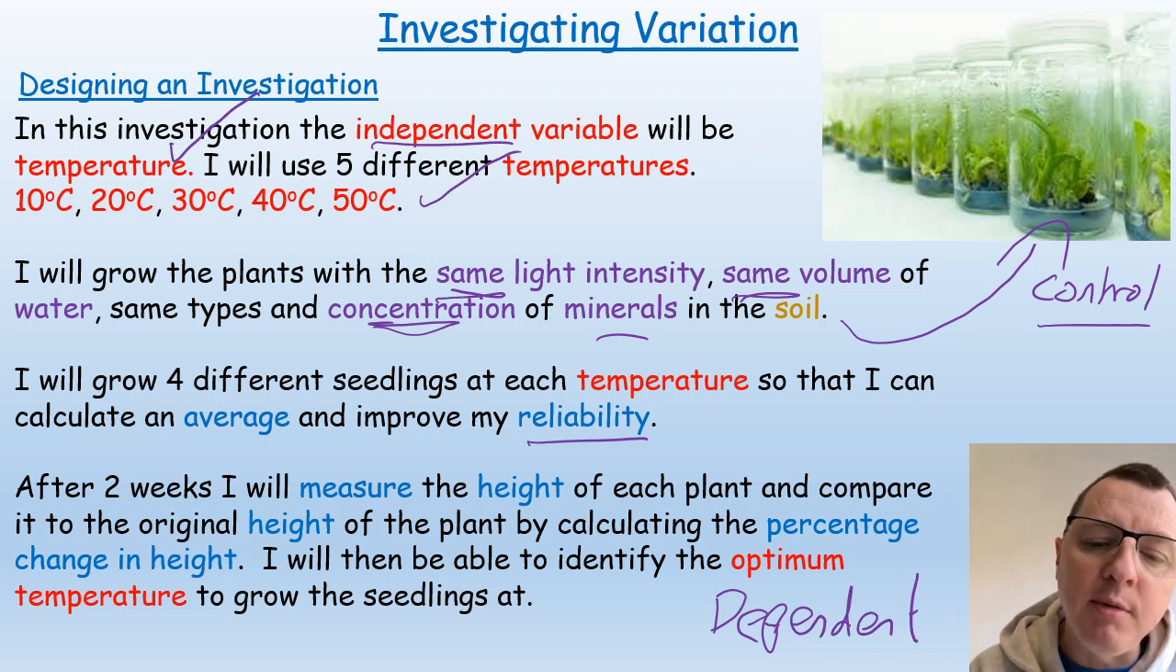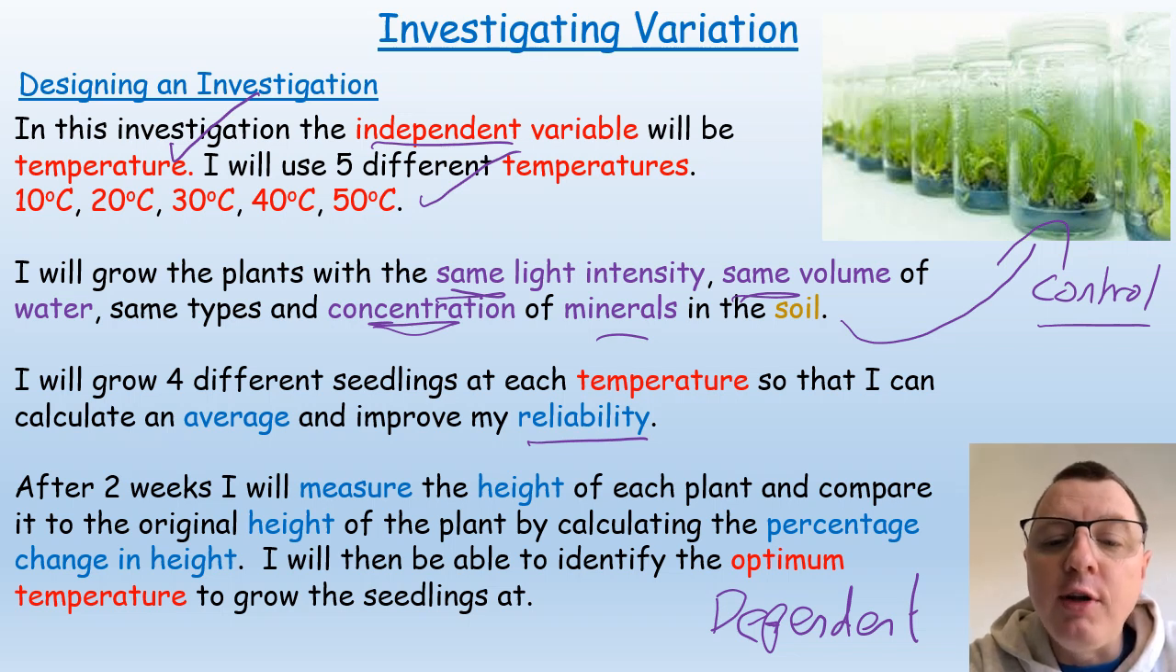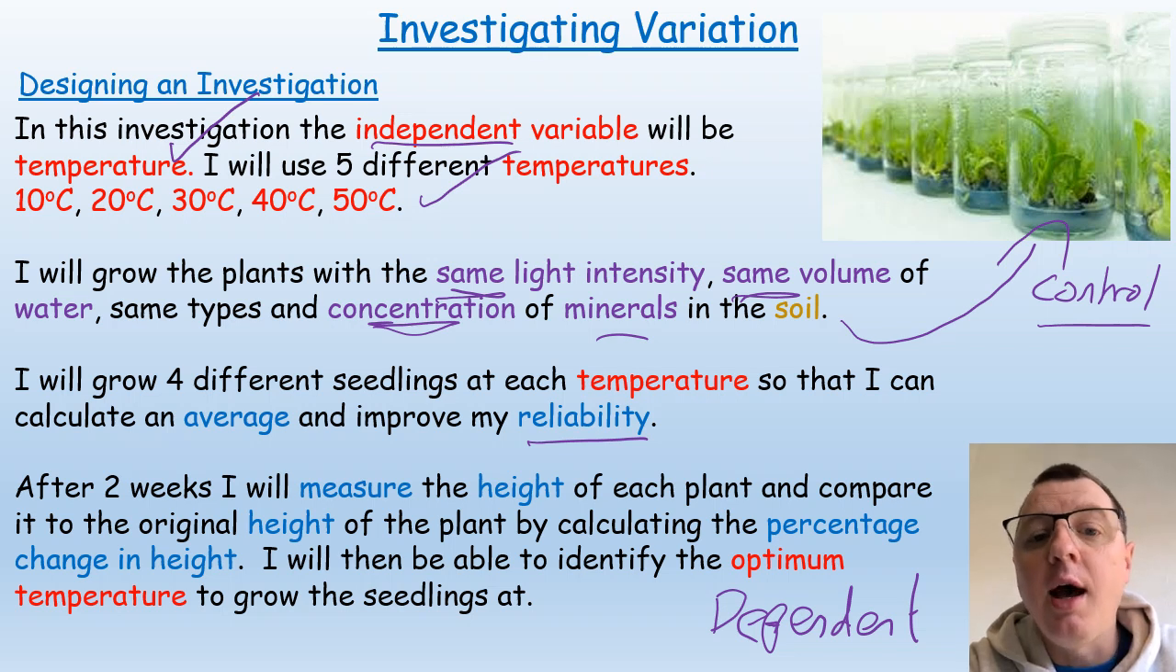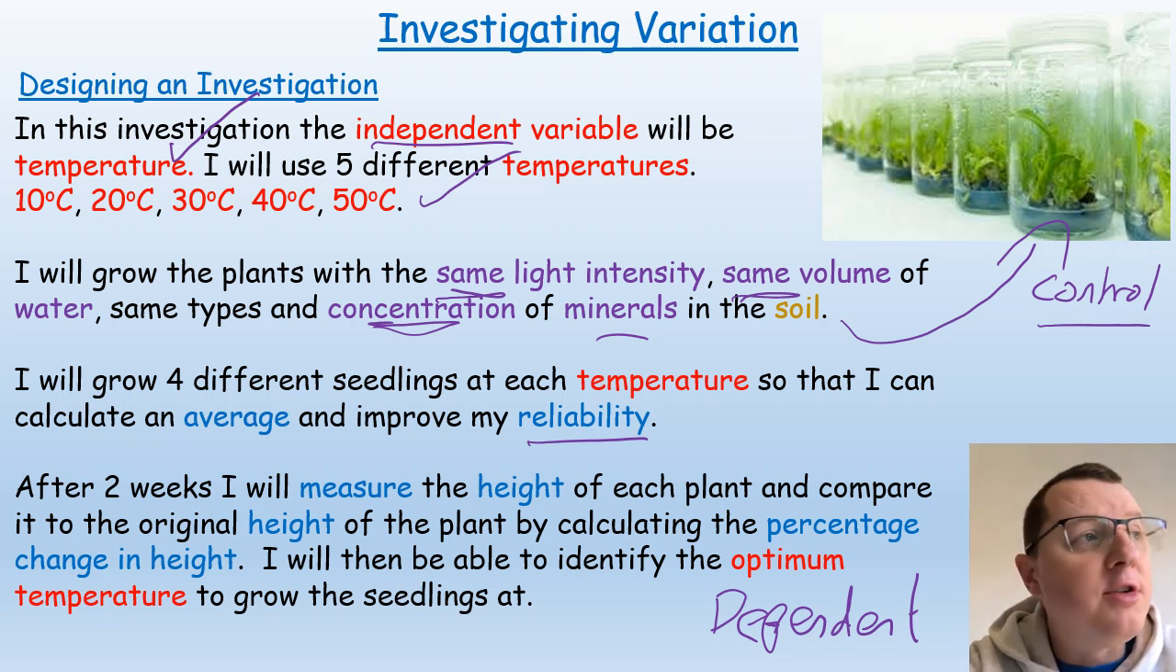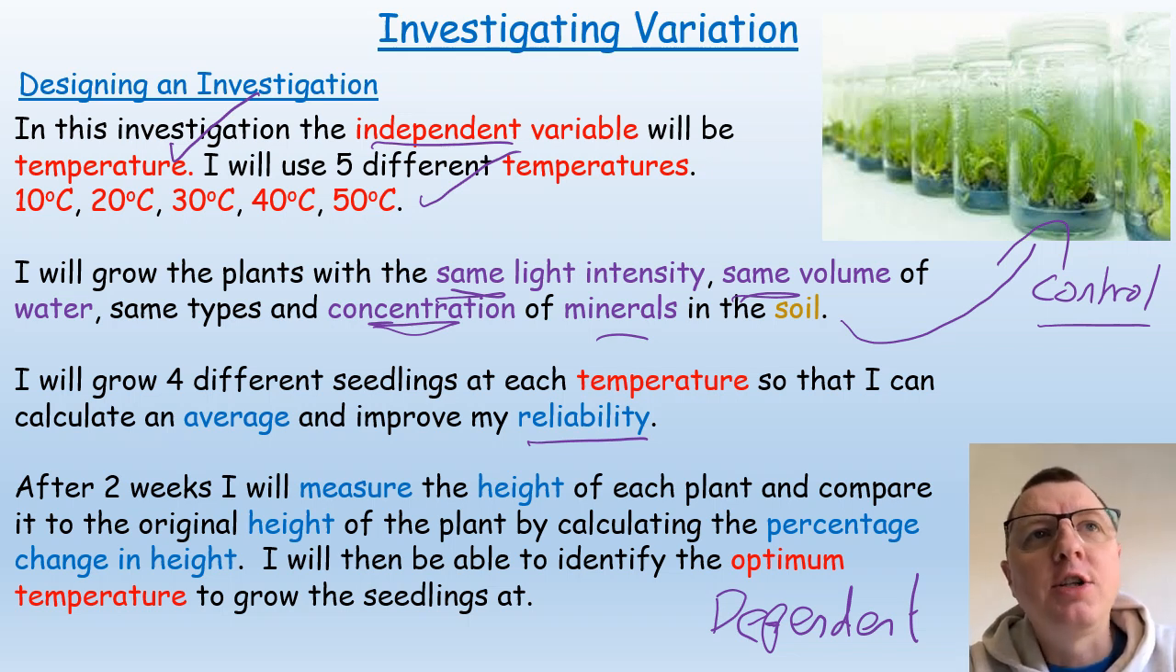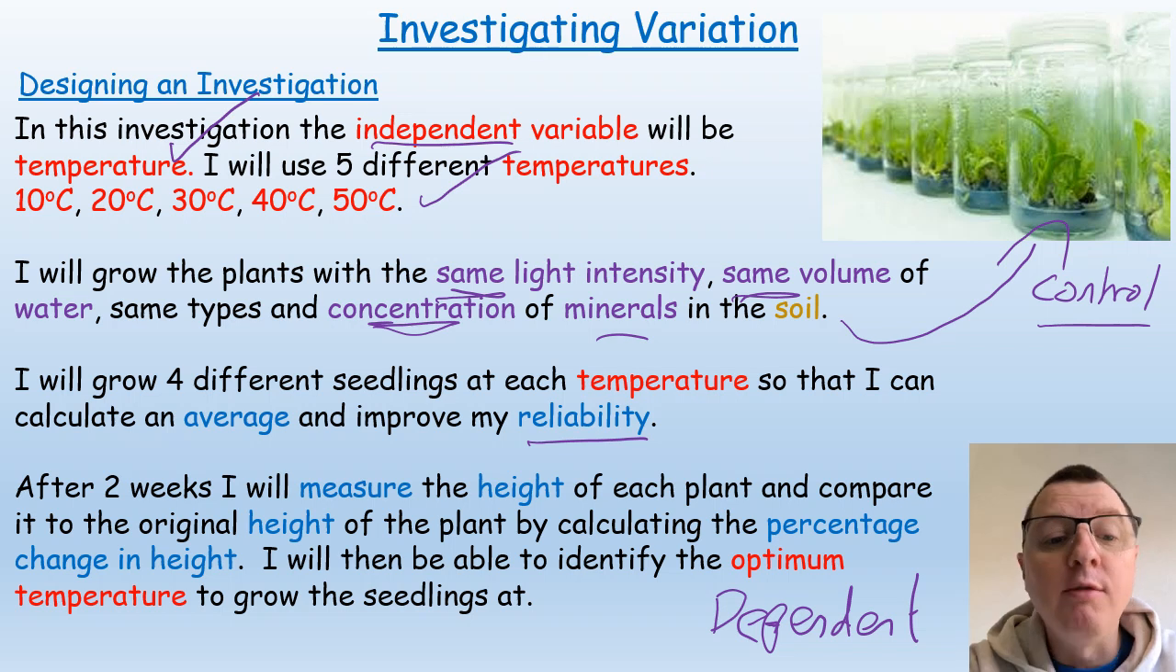The dependent variable. After 2 weeks, I will measure the height of each plant and compare it to the original height of the plant by calculating a percentage change in height. I will then be able to identify the optimum temperature to grow the seedlings at. The optimum temperature will be the temperature at which the seedlings have the greatest percentage change in height. Now we're looking at a percentage change in height because although we've been told all the seedlings began at identical heights, in the real world that's never quite possible. So we're interested more in how much that height has changed compared to the original starting height. Therefore we calculate a percentage change in height.